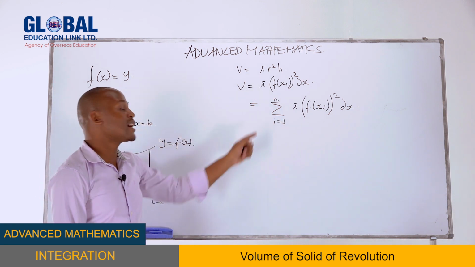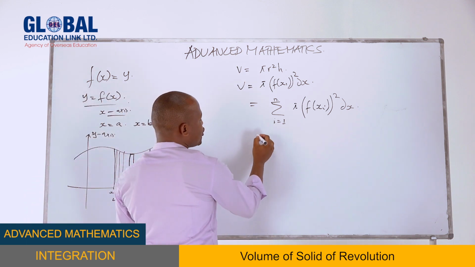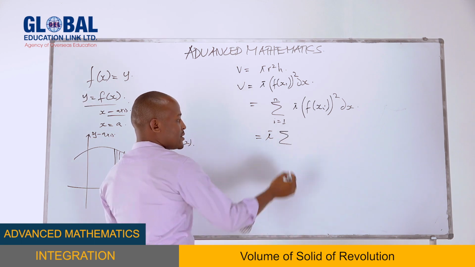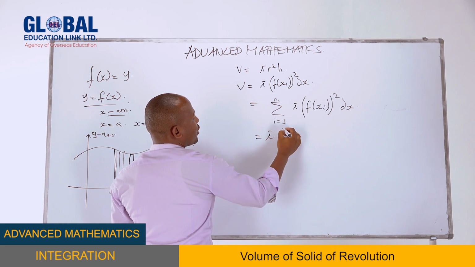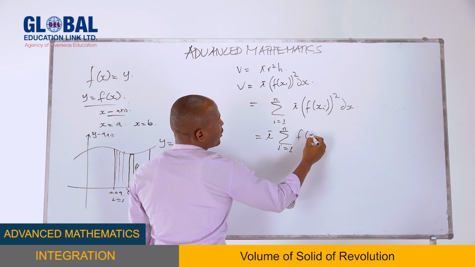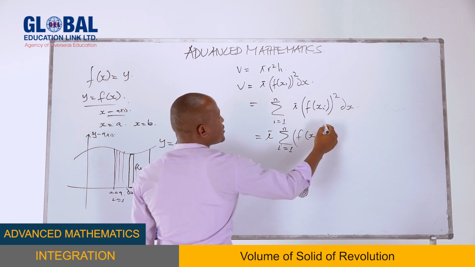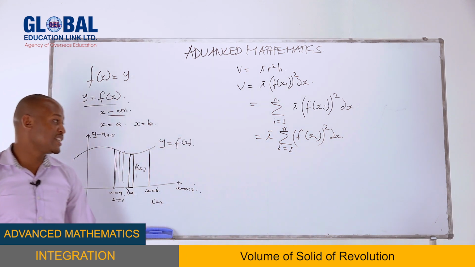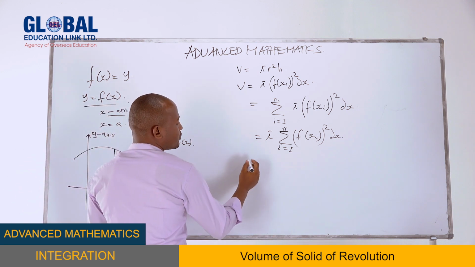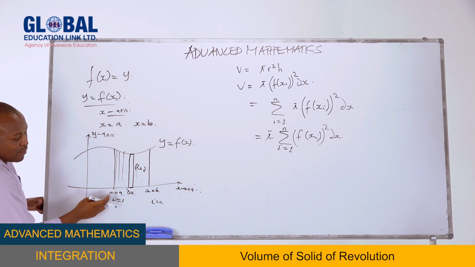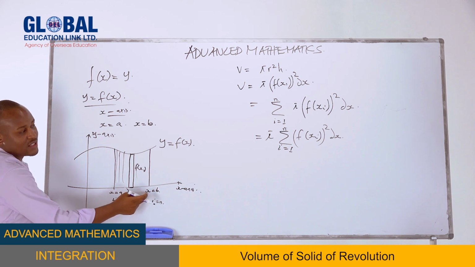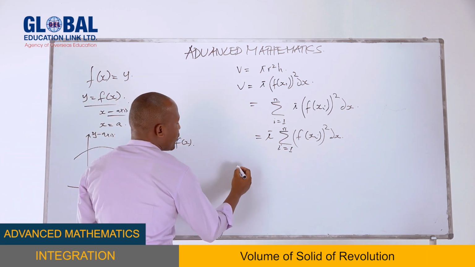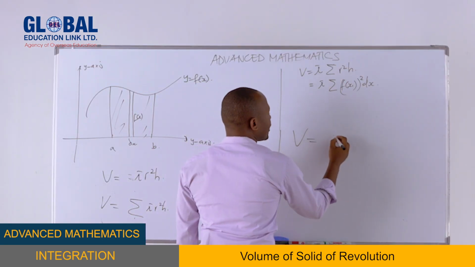Now, we know that pi comes out of the sigma notation, as we did in the last session. So we have pi, which is a constant, times the sigma notation, and then we have f of xi, all of that squared. Now, if we try to add those, it's the same as saying we are adding from x equals a to x equals b. And by the use of integration methods, we know that the volume now will be equal to what?